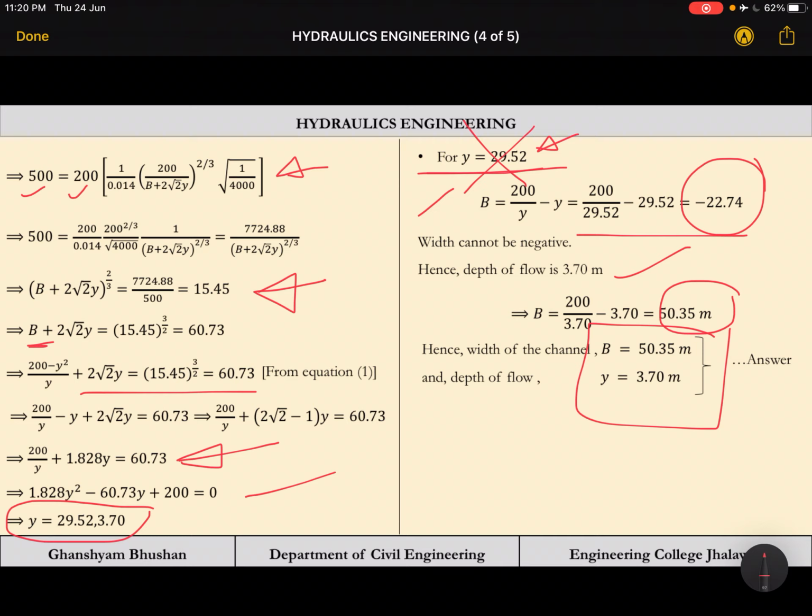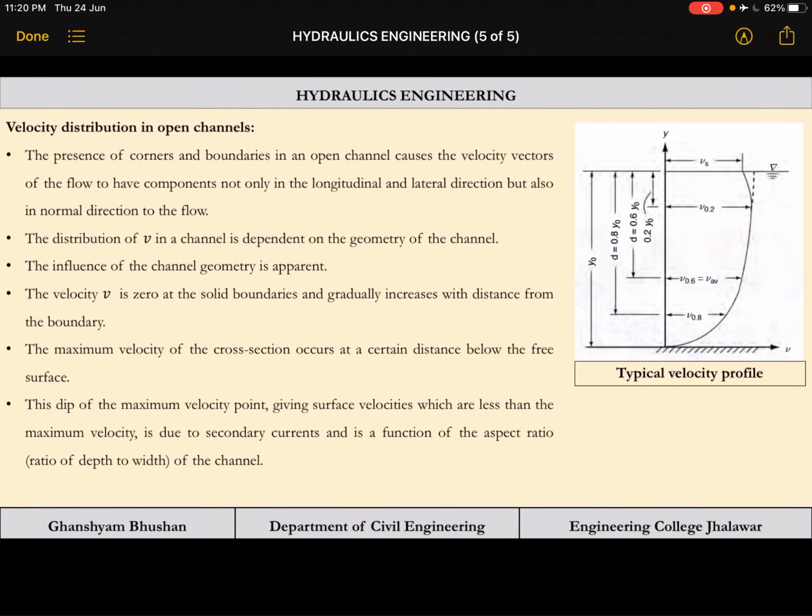So in this way we have completed this topic. One more topic we are being left with, that is the velocity distribution in open channel. So this I have already discussed in the first chapter, but just in case something comes in the examination, you can have some points to write.